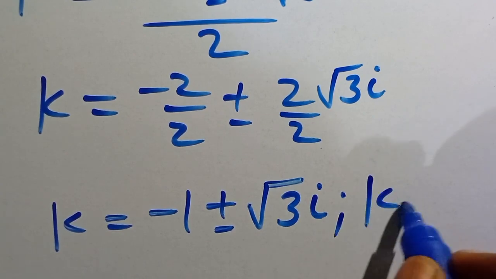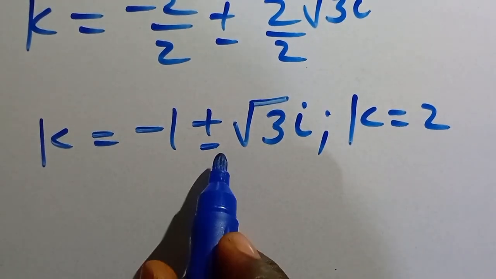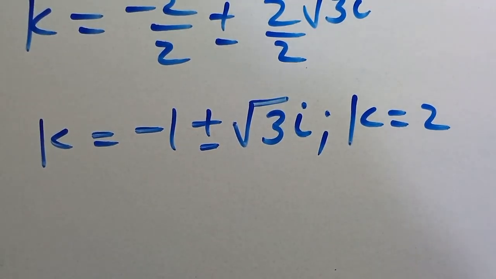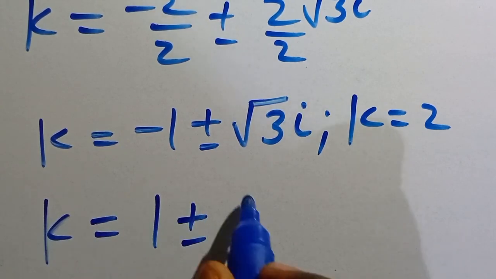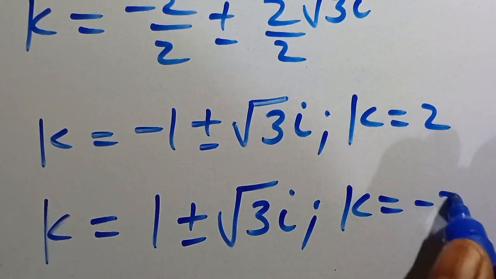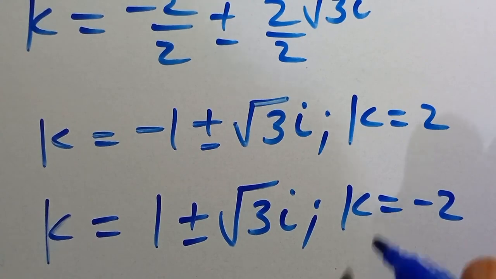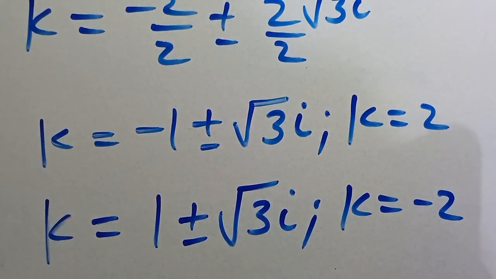Likewise, we also have k equals 2 for this. This is a complex solution, while this is a real solution. Then let us also record that we have k equals 1, positive or negative, root 3i, and k equals minus 2. These two solutions are real solutions, while these two solutions are complex solutions.